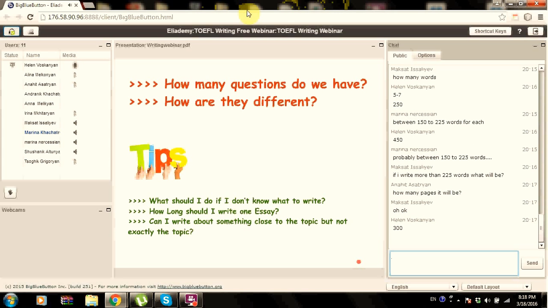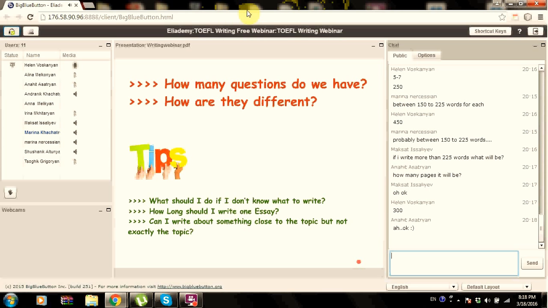Anait, I'm not sure that there are pages. It just shows you how many words you have written already on the screen. Whenever you are writing your essay, that thing on the screen shows you how many words you have already written. The page is always one.